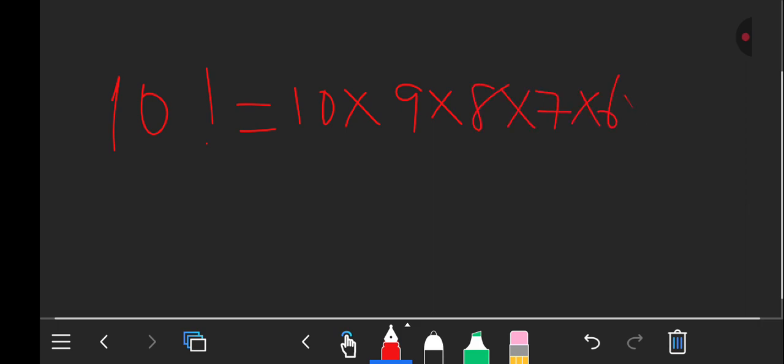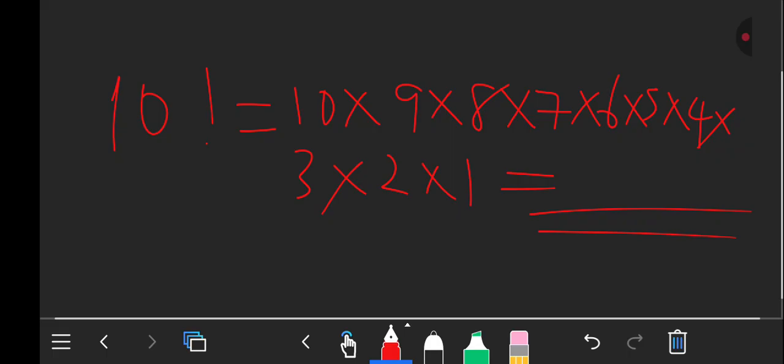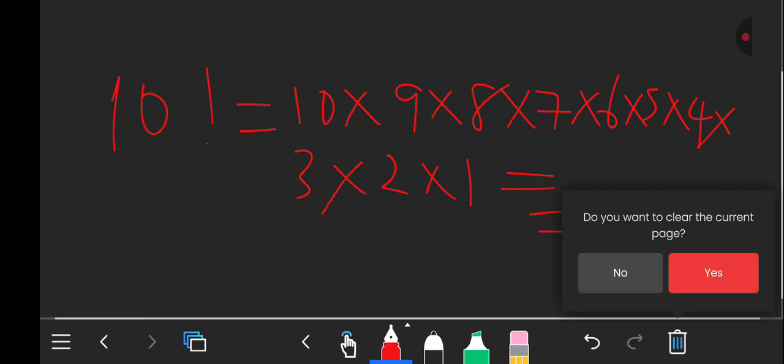So that is the meaning. Even when you are given 10 factorial, you just say 10 multiplied by 9, multiplied by 8, multiplied by 7, multiplied by 6, multiplied by 5, multiplied by 4, multiplied by 3, multiplied by 2, multiplied by 1. Then the answer you evaluate would be the final value. So that is how to go about factorial.